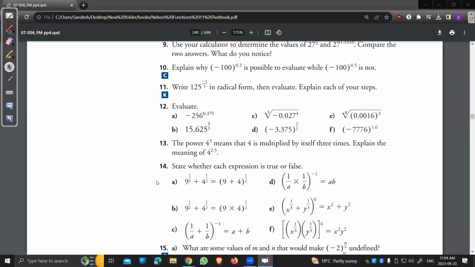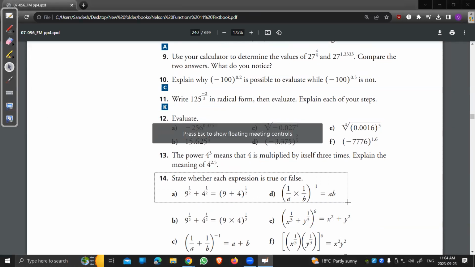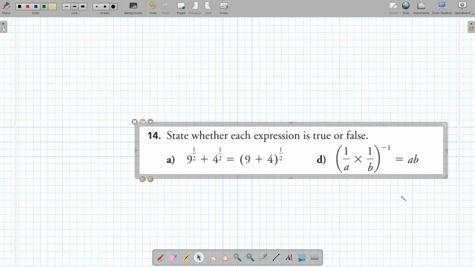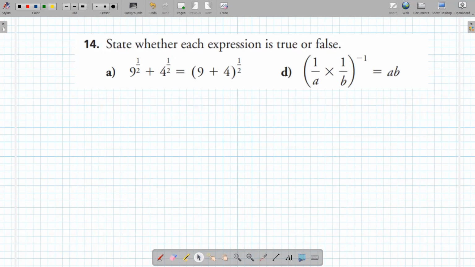Right, let's start with some true and false questions. Let's look at A. Is that true or is that false? What do you think? It's false. Okay, why? Why is it false?